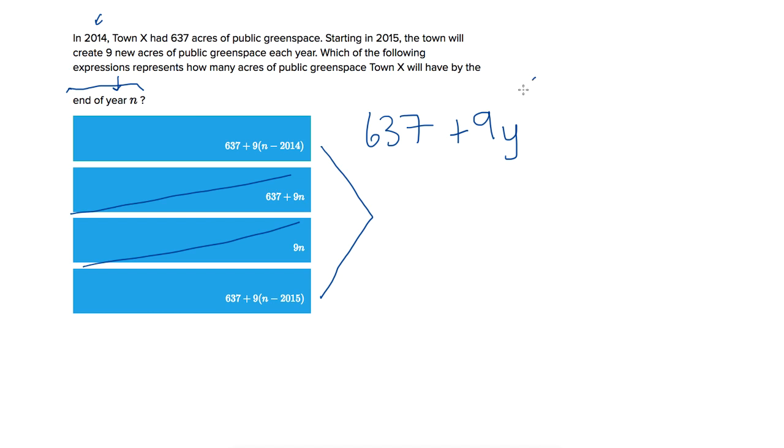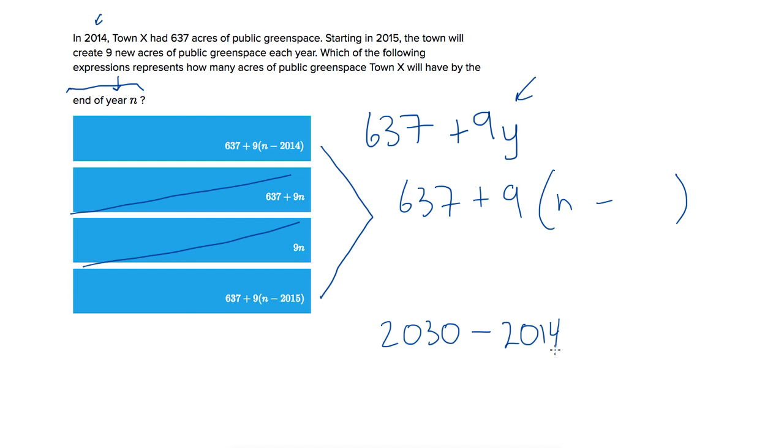Well, we can see that that matches up with y here, that it's going to be 637 plus 9 times n minus something. Why is it n minus something? Well, let's think about this. If it were, say, the year 2030, well, we would want to do 2030 minus, so we're saying that y equals n minus something. So if n were 2030, that would be the ending year minus the starting year, which would be 2014. That's the year we started in.